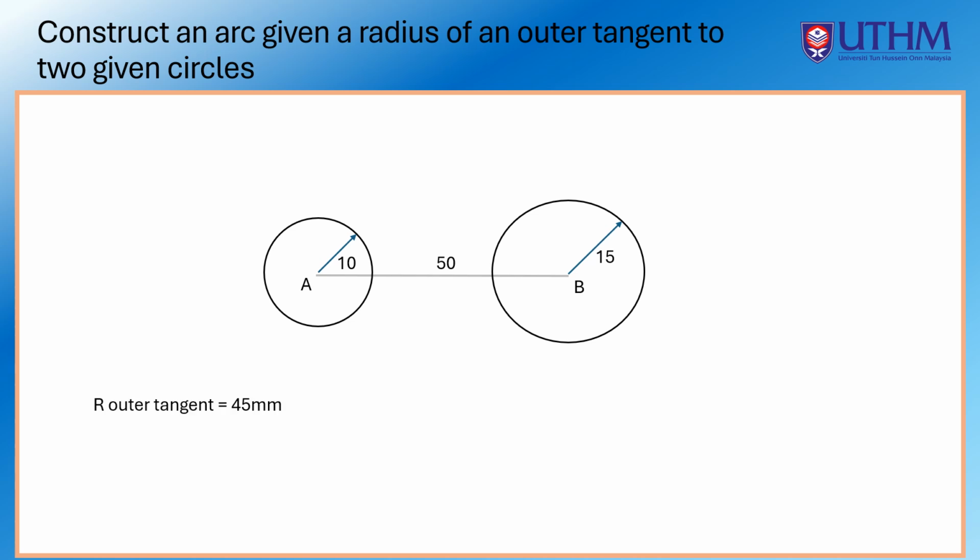From point A, with a 45 mm plus 10 mm circle radius, which is 55 mm, create an arc below the circle. So the arc radius is 55 mm. From point B, with a 45 mm plus 15 mm circle radius, which is 60 mm, create an arc below the circles. So the yellow one is 60 mm, the green one is 55 mm.